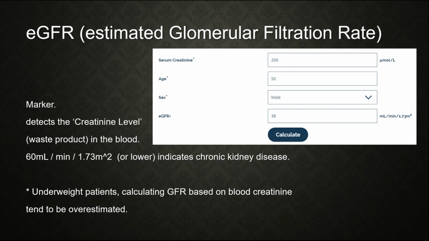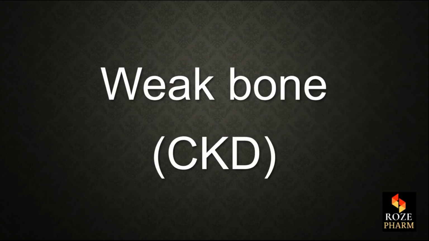eGFR, which is estimated glomerular filtration rate, is a marker that detects the creatinine level, which is a waste product in the blood. In underweight patients, calculating GFR based on blood creatinine tends to be overestimated.